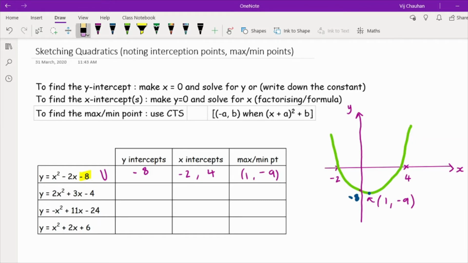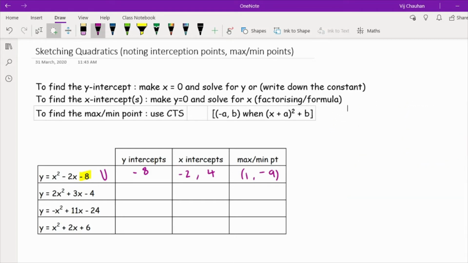So if we then go on to complete the other examples that I've drawn, let me just get rid of all of that. So moving on to the next one. Here I know I'm definitely going to get a U shape again. So looking at the y-intercept, it's going to be at -4, so that one's relatively quite easy.